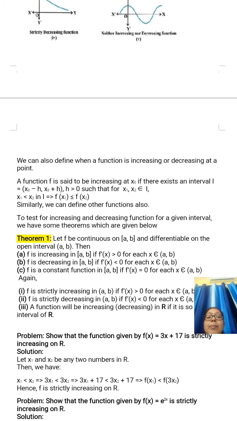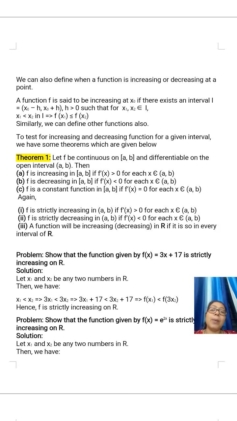Now this theorem 1, which is required to solve our sums, just go through this. Let f be a continuous function on closed interval [a, b] and differentiable on open interval (a, b). Then f is increasing in closed interval [a, b] if f'(x) is greater than 0 for each x belonging to the open interval (a, b). f is decreasing if f'(x) is less than 0, and f is a constant function if f'(x) is equal to 0. So there are three things to remember.